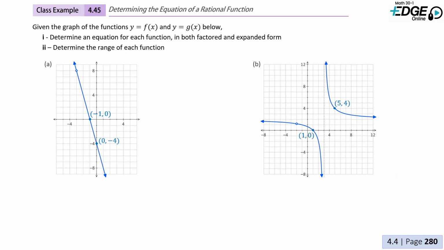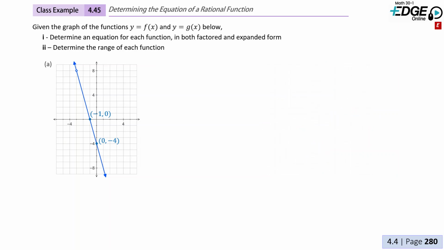Class example 4.45. Given the graph of the functions y is equal to f of x and y is equal to g of x below, determine an equation for each function in both factored and expanded form, and then determine the range of each function. So first I'd like to explain what it is that we're looking at here.